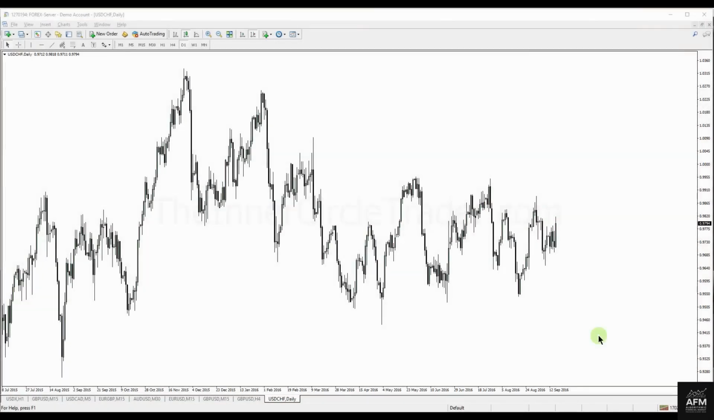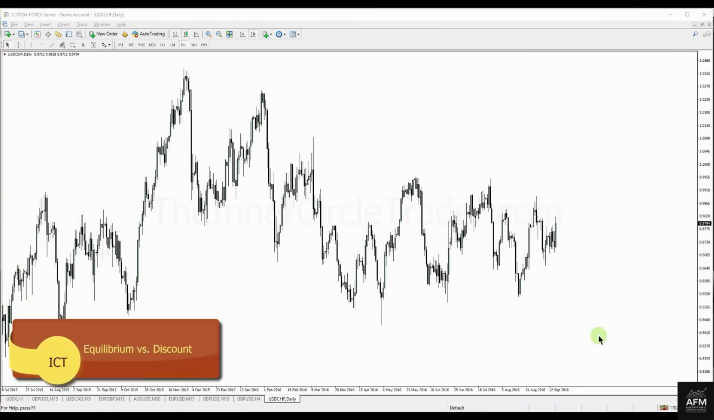Welcome back, folks. This is the fourth of 8 installments for the first month of the ICT Mentorship. We are covering equilibrium versus discount.